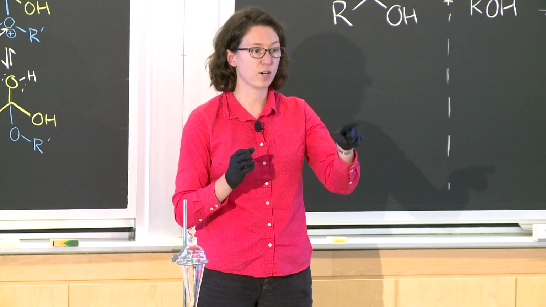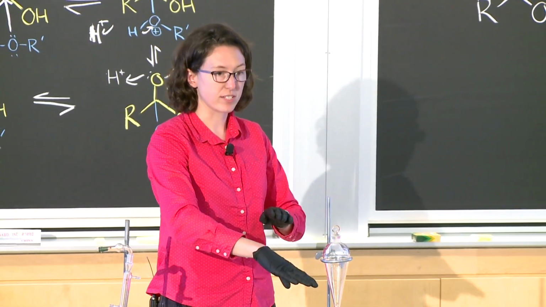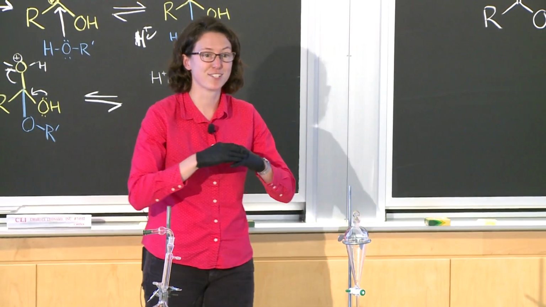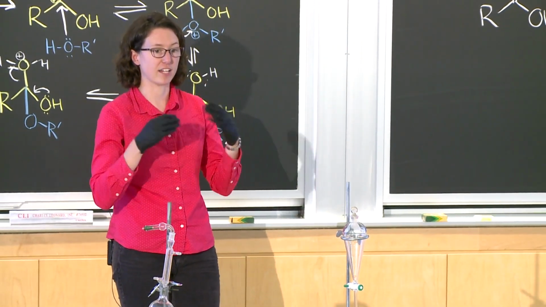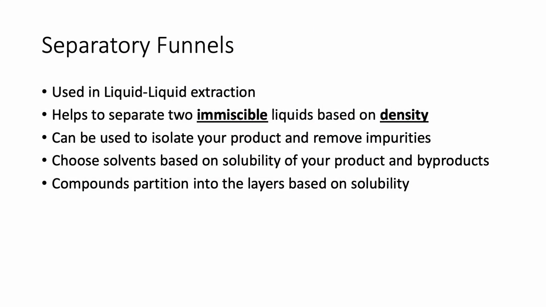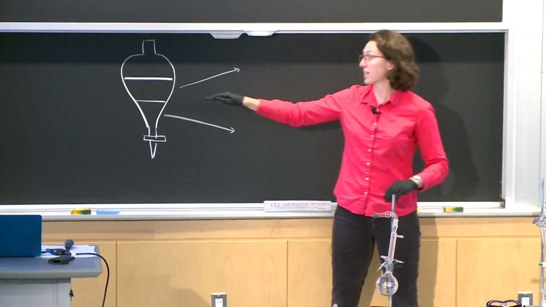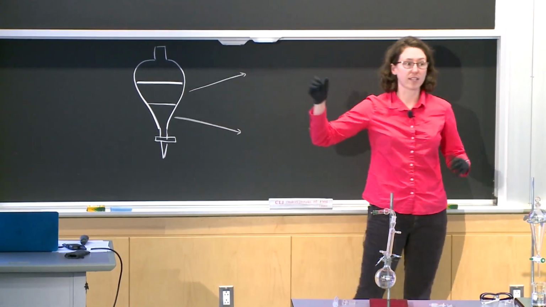They won't mix together. They don't mix together. Good. So when you pour your two solvents in here, they need to not mix so that you have two distinct layers and that you can separate your product between them. And it will separate them based on density. So when you have your separatory funnel, you will pour your two things into it, and you should get two layers.